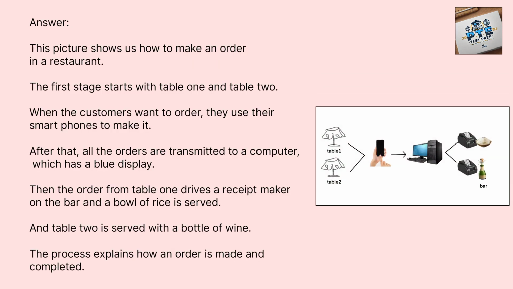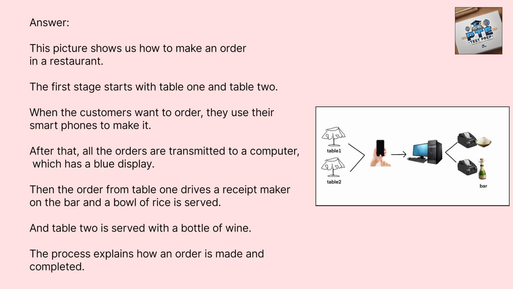This picture shows us how to make an order in a restaurant. The first stage starts with Table 1 and Table 2. When the customers want to order, they use their smartphones to make it. After that, all the orders are transmitted to a computer, which has a blue display.